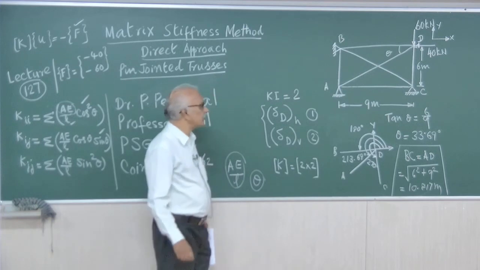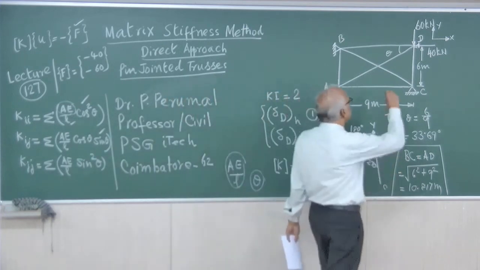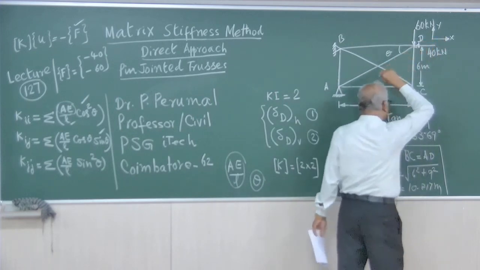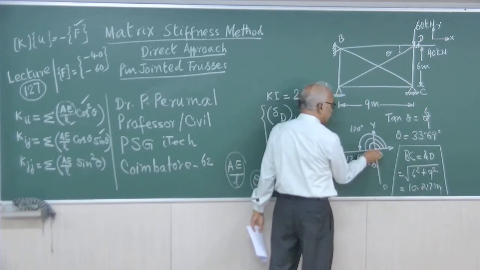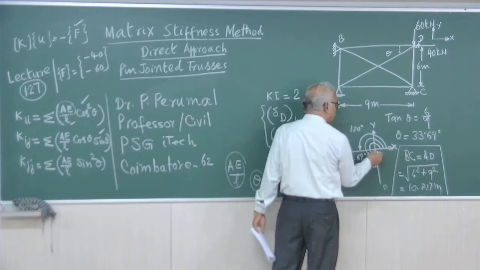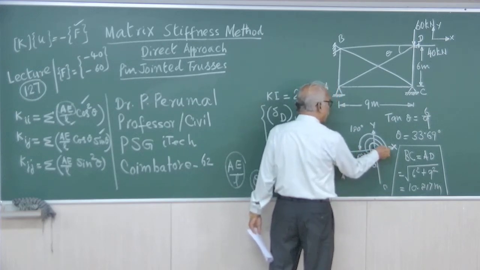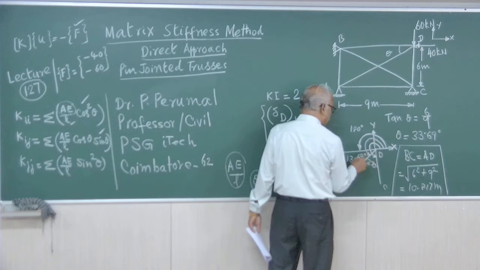First, we have to simplify the problem. Then, we have chosen origin here. D is chosen as the origin. So, we have to find out the value. So, for the member, if this is the x-axis, for the member DB, the angle is 180 degrees from the origin. And for this, we have to find out the value.